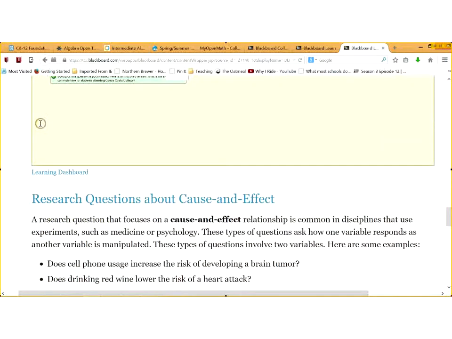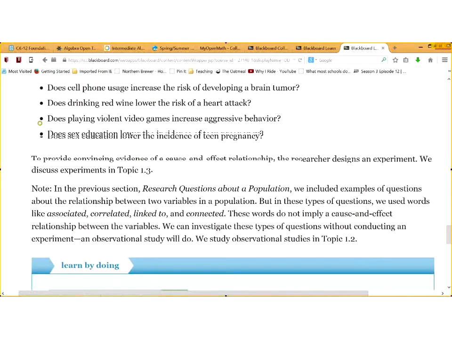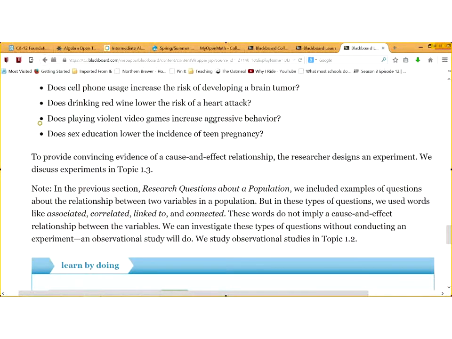You wouldn't have to design an experiment. And if you don't have to design an experiment, usually the study is much easier. Sometimes you can gather data from existing resources. So in this case, in fact, they have done association studies, relationship studies for all of these. For cell phone usage, there is no association with developing a brain tumor. In countries where they consume more red wine, people do tend to have fewer heart attacks.